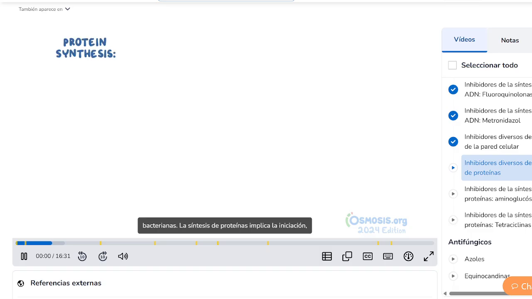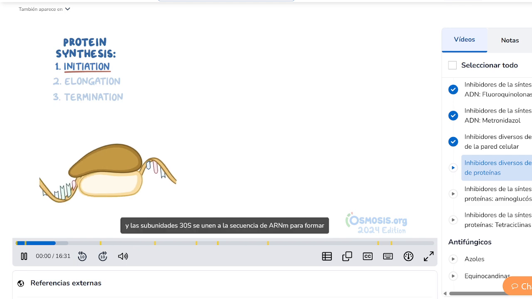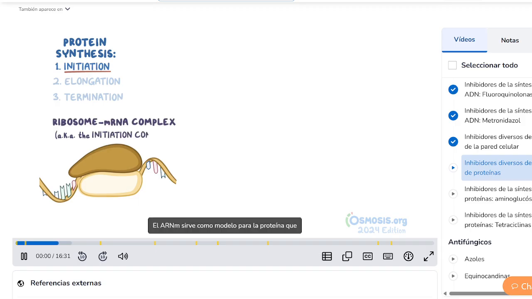Protein synthesis involves initiation, elongation, and termination. In bacteria, initiation occurs when the 50S and the 30S subunits bind to the mRNA sequence to form a ribosome-mRNA complex, also called the initiation complex. The mRNA serves as a blueprint for the protein that will be synthesized.